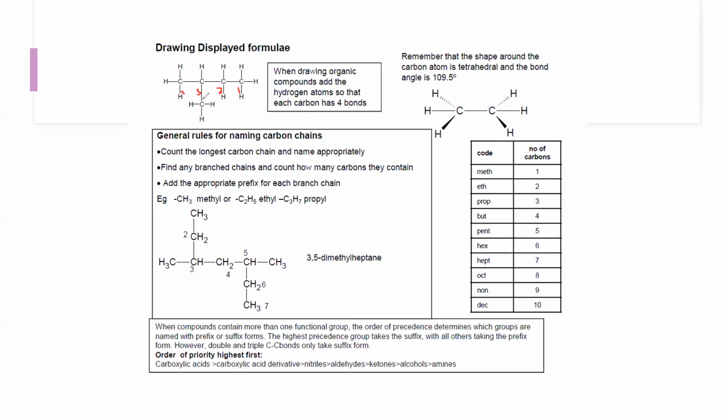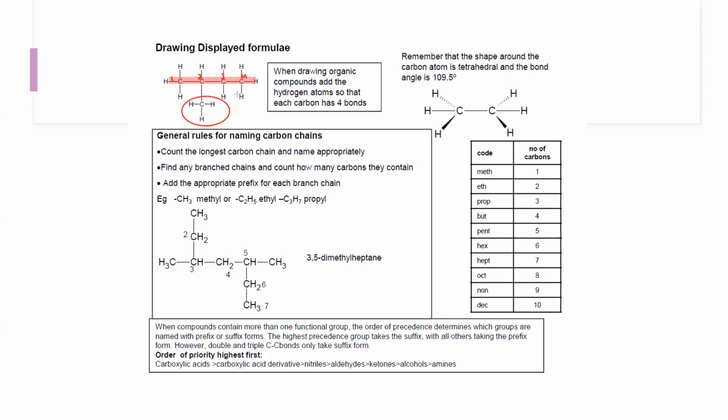But if I count 1, 2, 3, 4, the branch is coming at 3. The carbon which is not included in the numbering. And if I count from the left hand side, the carbon which is not included in the numbering is coming at the second. So the first rule, we select the longest carbon chain. Then numbering should start from the nearest branch.